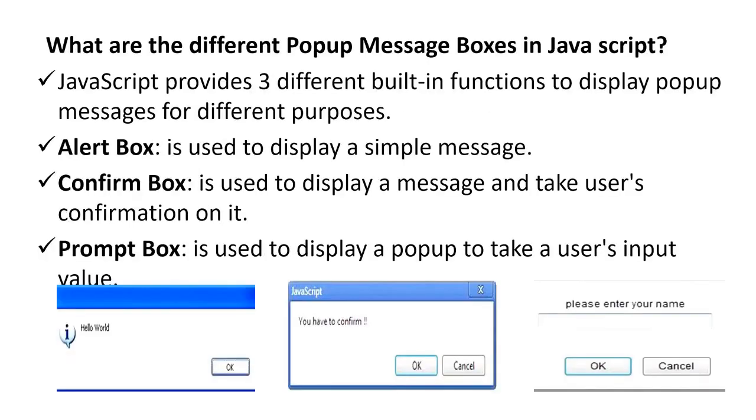What are the different pop-up message boxes in JavaScript? JavaScript provides three different built-in functions to display pop-up messages for different purposes. The alert box is used to display a simple message. The confirm box is used to display a message and take the user's confirmation on it. The prompt box is used to display a pop-up to take a user input value.